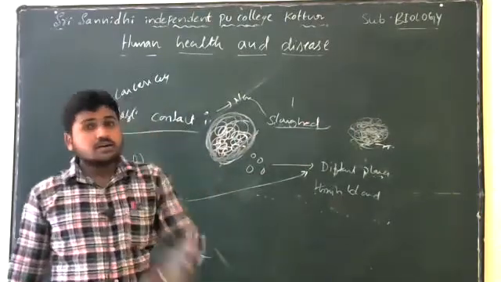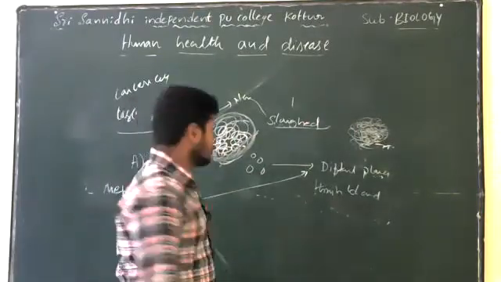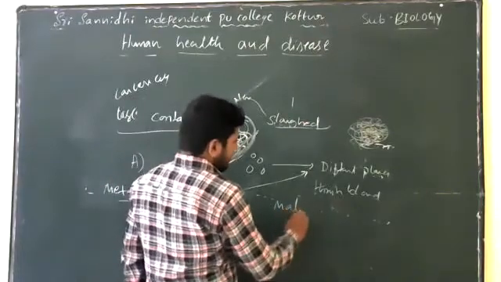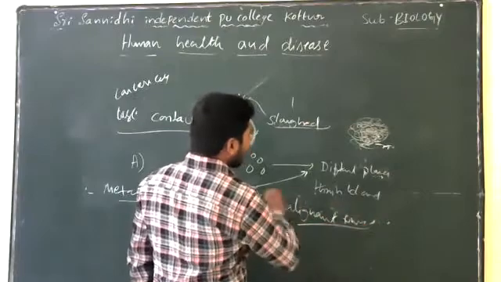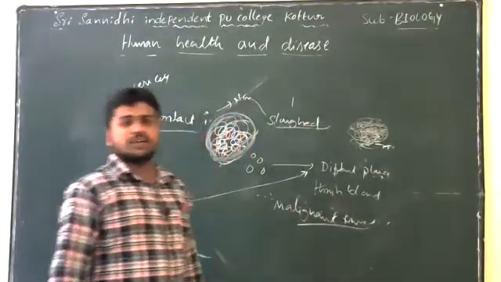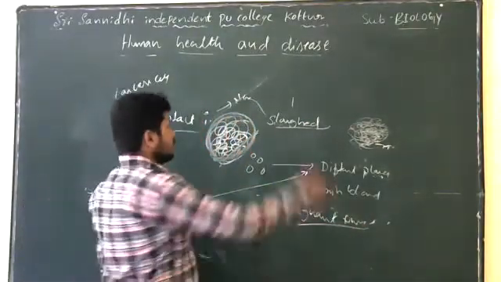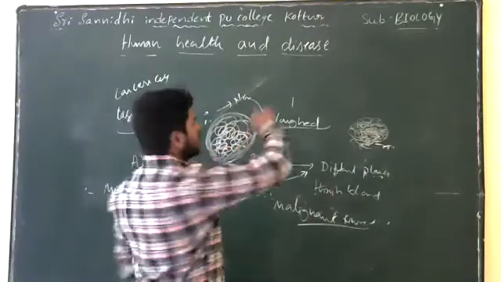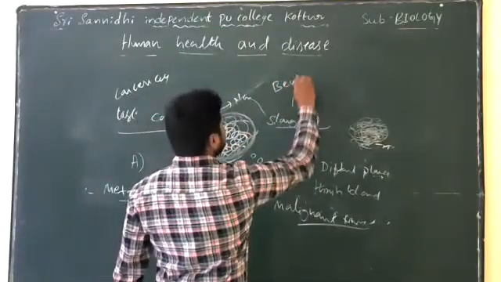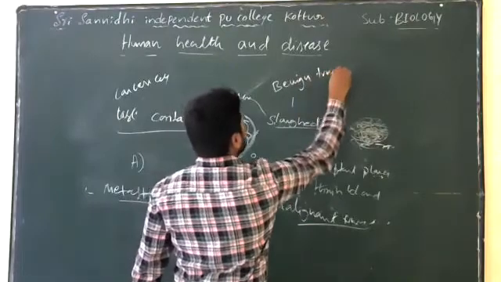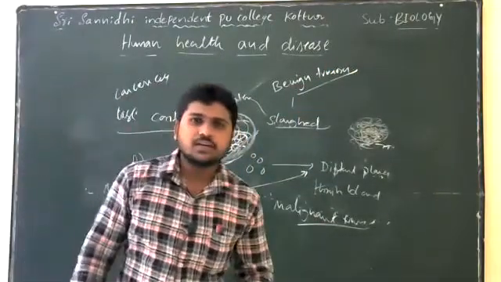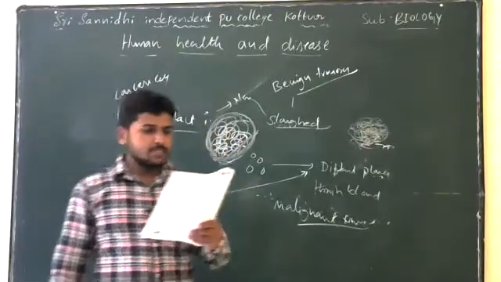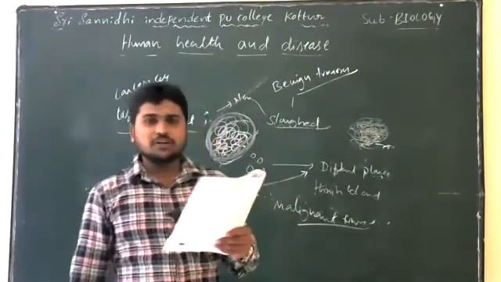These are malignant tumors. They are not localized. They are not confined to a particular area. Some of the tumors do not spread. Such tumors are called benign tumors. Benign tumors and malignant tumors. Right? So that is a property of cancerous cells.